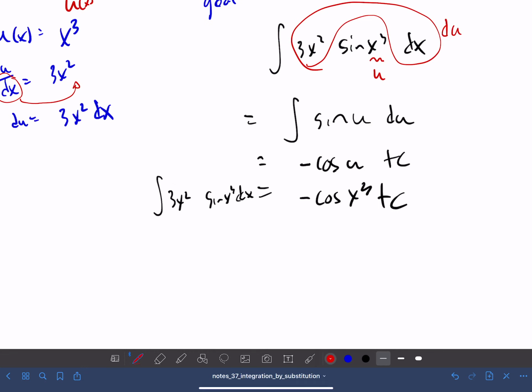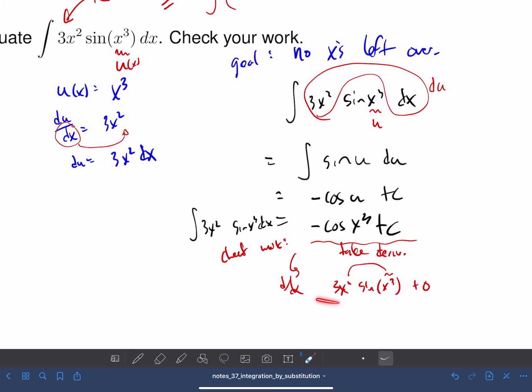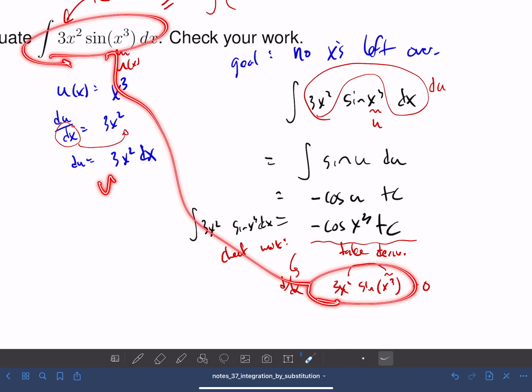We can check our work, right? Because we can take the derivative of this thing. So if I do that, and I take the derivative of it, minus cosine goes to sine. I need to chain out. And then the derivative of c is 0. And that's exactly what I got. What I got there is exactly the same as what I started with. So those two things match. That's the big check mark that we were looking for.